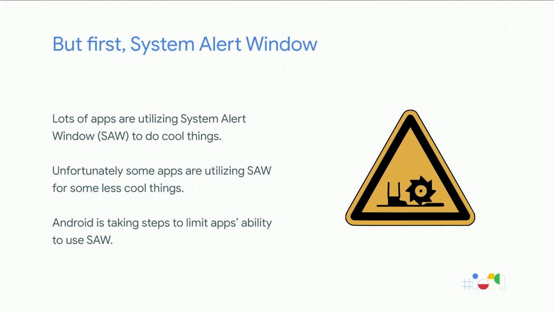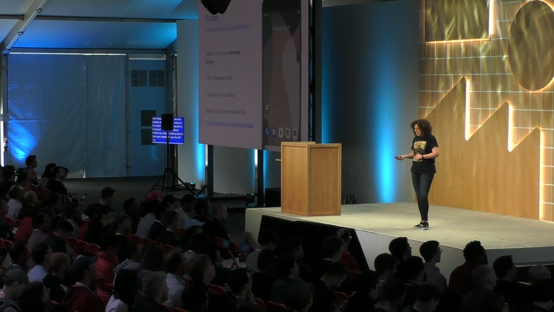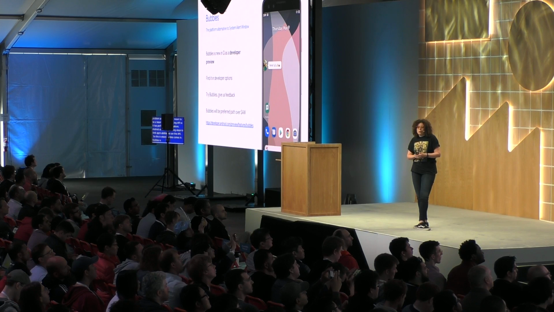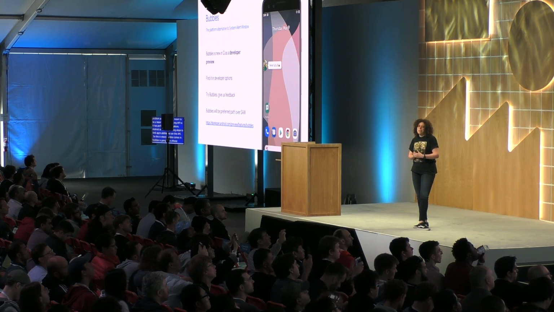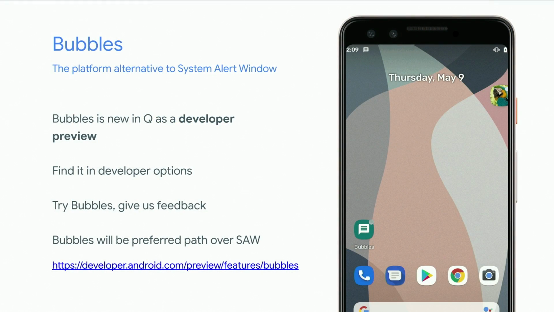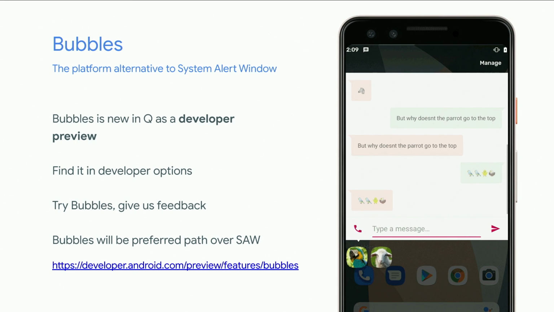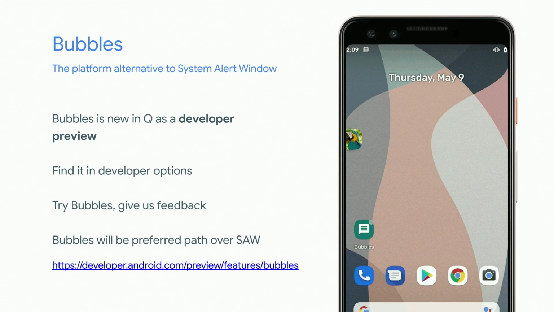So, OK, this is where Bubbles comes in. Bubbles is going to be offered as a platform alternative to System Alert Window. So similar to how PiP handles a lot of the media viewing use cases, Bubbles is here to handle the more interactive use cases. In Q, Bubbles will be a developer preview.